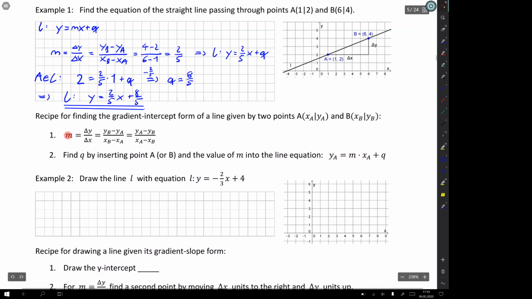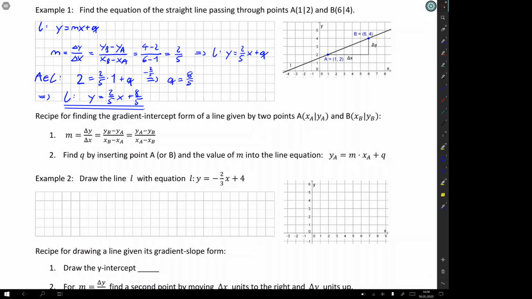And once I have m, I insert just one of the two points, A or B, into the equation that I've got by then, and I have ya equals m times xa plus q. The m is already known from step 1, so I have only one unknown left, the q, which I can now get from this equation.